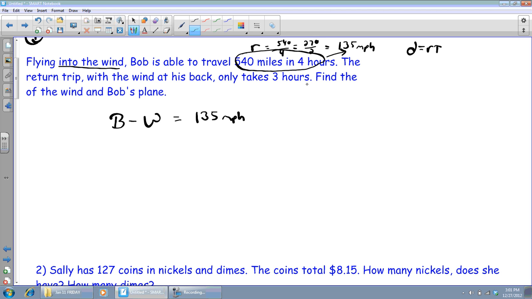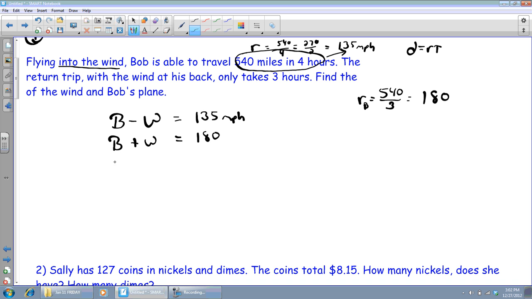Okay, the return trip with the wind at his back, well, that would be Bob's speed plus the wind pushing him along. Only takes 3 hours. So I'm going to have 540 divided by 3. That'll be the new R. I'll call it R sub B, that's the rate of Bob. Let me see, 54, I'm thinking 17. No, 18, right? Yeah, it's going to be 180 miles per hour. Okay, so we got 180 there.